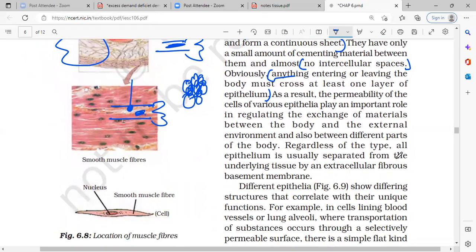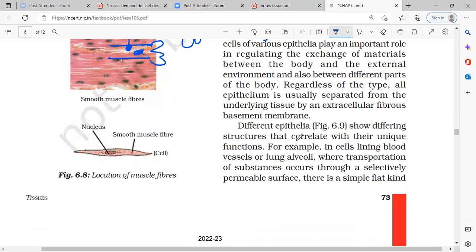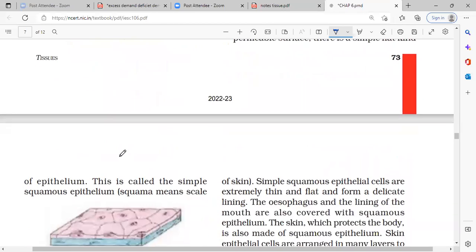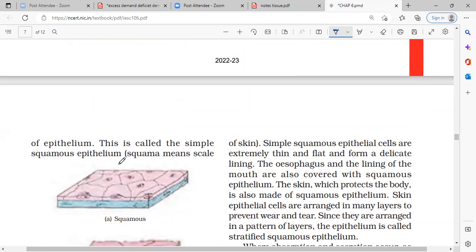Regardless of the types, all epithelia are usually separated from the underlying tissue by an extracellular fibrous basement membrane. Now you have different types of structure. Different epithelia show different structures that correlate with their unique function. For example, in the lining of body vessels or lung alveoli, where transportation of substances occurs through a selectively permeable layer, there is a flat kind of epithelium. This is called simple squamous epithelium.